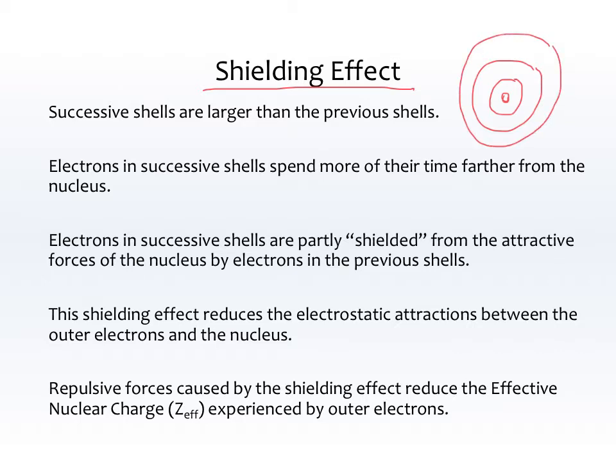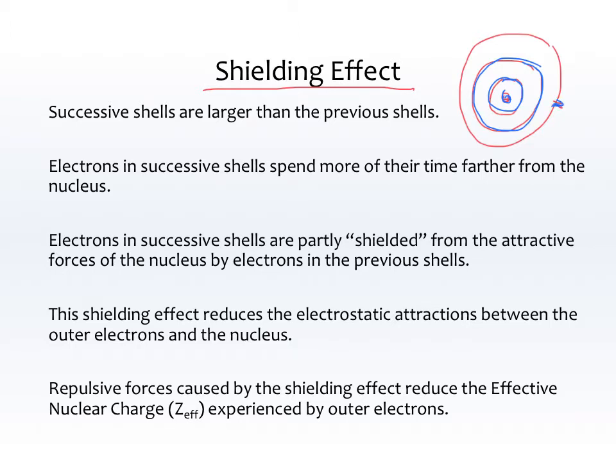The electrons in the successive shells spend more of their time farther from the nucleus, so an electron in energy level 4 will spend more of its time further from the nucleus than an electron in energy level 1. Electrons in successive shells are partly shielded from the attractive forces of the nucleus by the previous shells, so the electrons in row 3 and 2 and 1 will shield the electrons from row 4 from the nucleus.